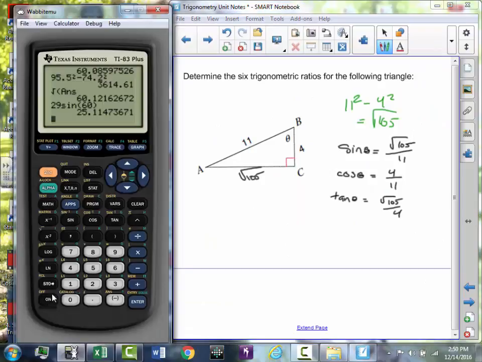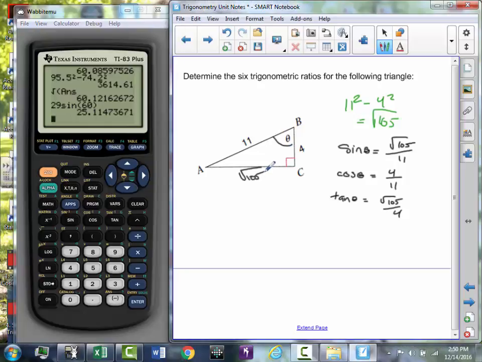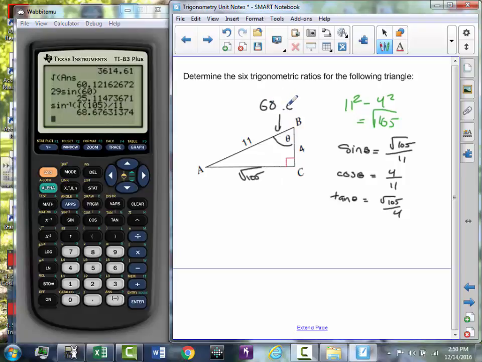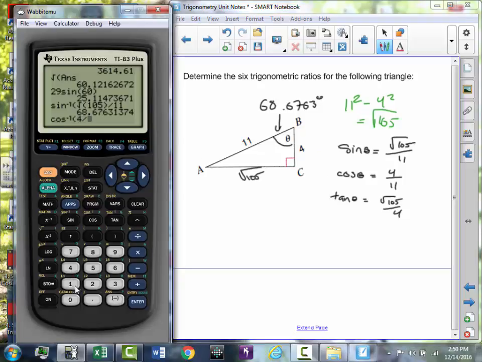And if you grabbed the graphing calculator and inversed any of these things and tried to solve for this angle here, shouldn't they all give you the exact same thing? Let's just prove it real quick. Inverse sine root 105 over 11, just to make it exact. This should be 68.6763 degrees. If I'd have used cosine, same thing. If I'd have used tangent, same thing.